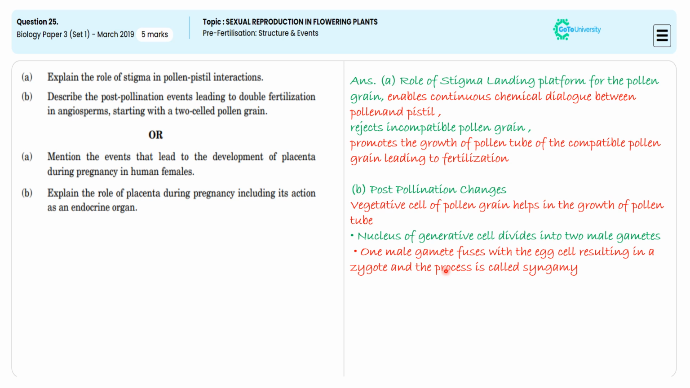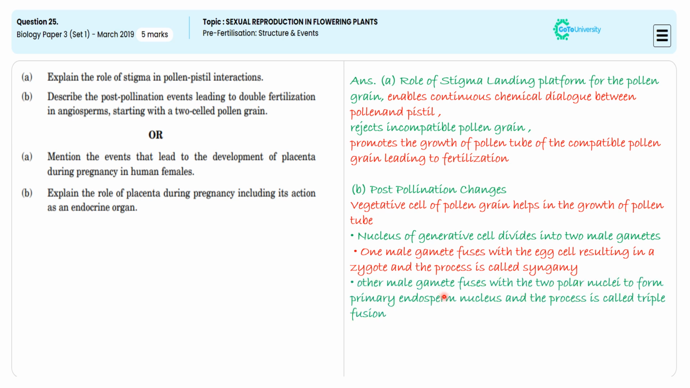The other male gamete fuses with the 2 polar nuclei to form the primary endosperm nucleus, or we can specify it in another way: the male gamete fusion with the secondary polar nucleus to form a primary endosperm nucleus is illustrated as the event triple fusion. For this narration, we are getting another 1 mark. In this way, we are satisfying the overall 5-mark demand of the first optional subjective question.